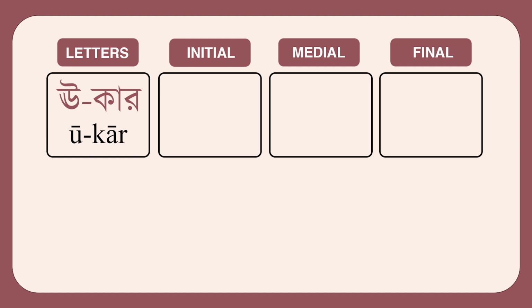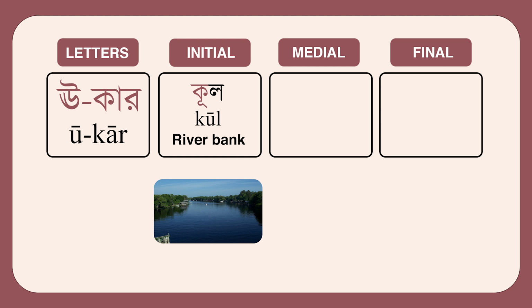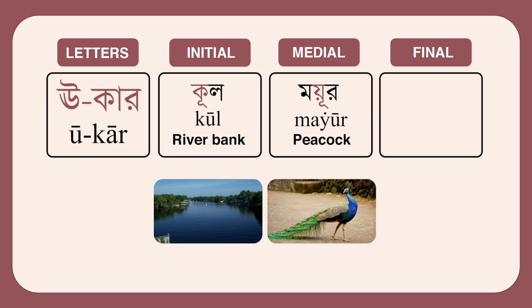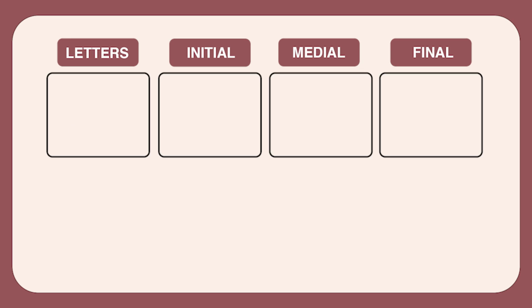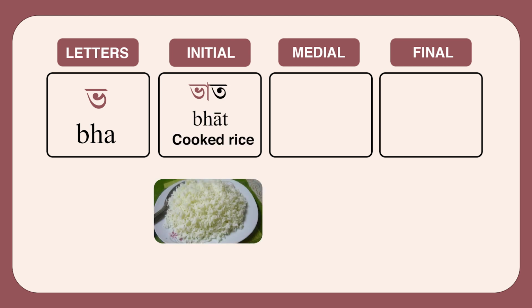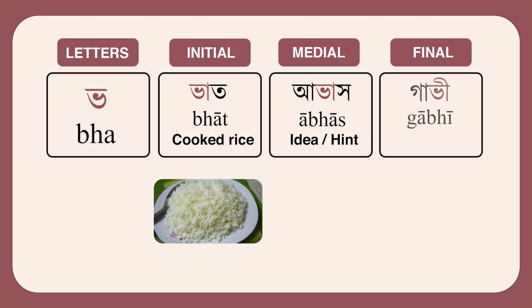In initial position, it can occur in Kul, which means riverbank. In medial position, it can occur in Moyur, which means peacock. In final position, it can occur in Shoroju, which is a river in the north part of India. But in Dirghokar, the final position occurs in very small numbers. The last letter we have is Bha. In initial position, it can occur in Bhat, which means cooked rice. In medial position, it can occur in abhash, meaning hint or idea. In final position, it can occur in gabhi, which means cow.